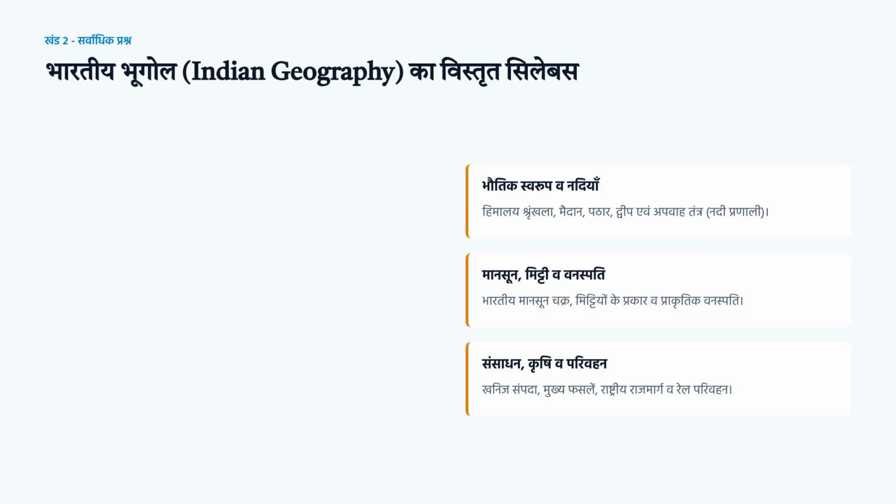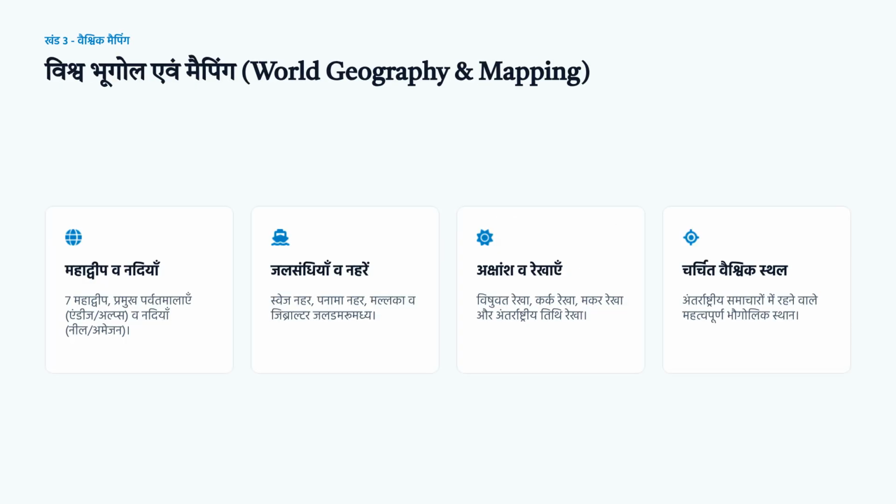Next is Indian geography, which is highly significant. Focus on its physical features, river systems, the monsoon cycle, soil types, natural vegetation, and essential resources like agriculture and transport. World geography and mapping is your third focus area.